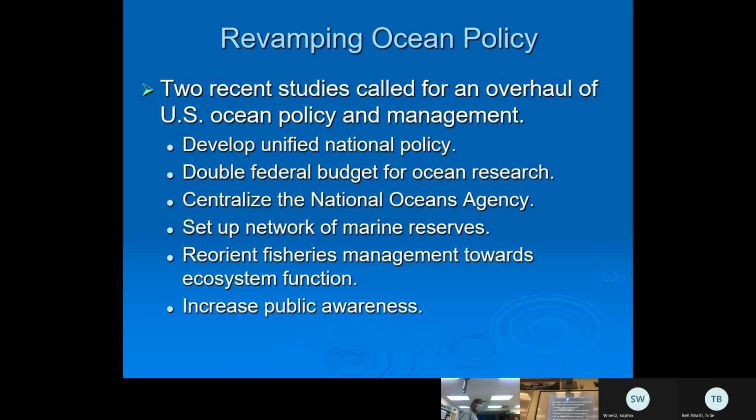Here are some suggestions for how to modify U.S. ocean policies to be more sustainable. I think I'm going to keep going on from there.